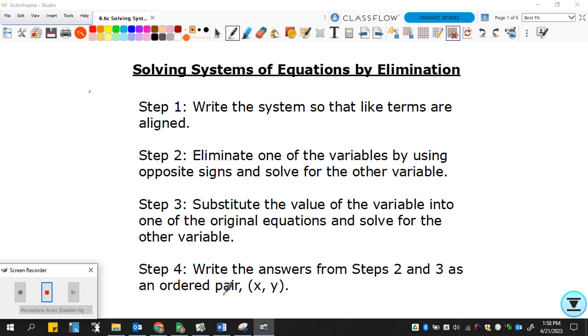In the previous two lessons, we learned how to solve systems of equations by graphing them and solving systems of equations by substituting the one expression into the other equation. This last method that we're talking about is solving systems of equations by elimination, which basically means that we're going to try and cancel out one of the variables by adding or subtracting.